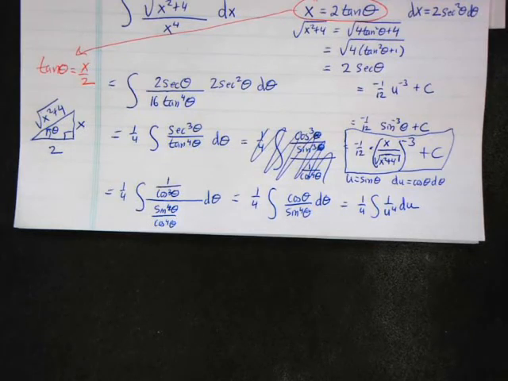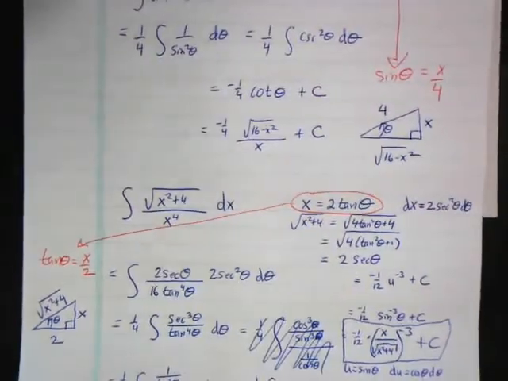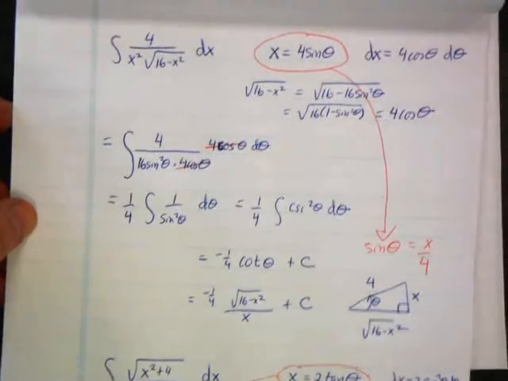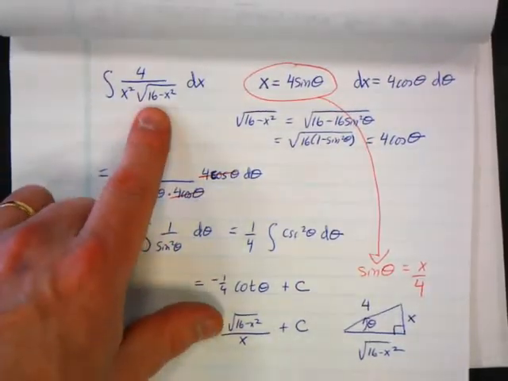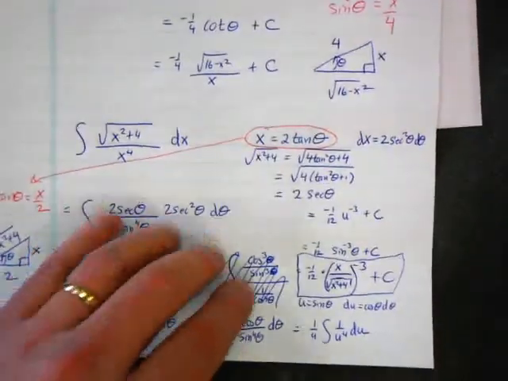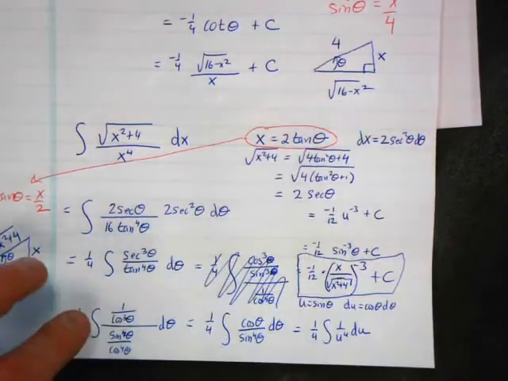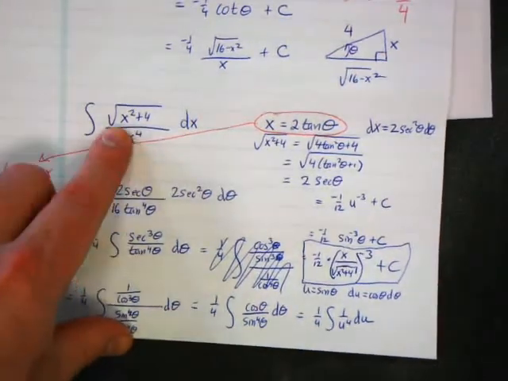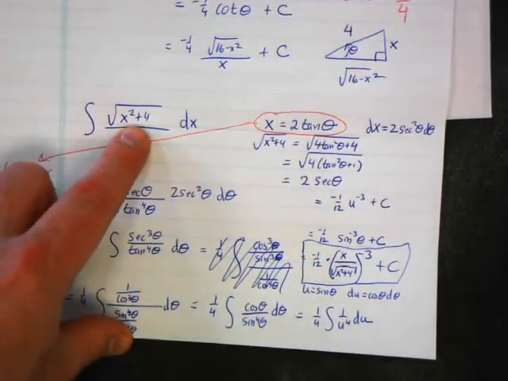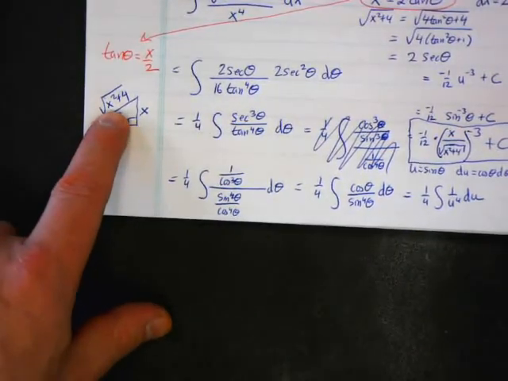Now, I do want you to notice something. Notice that this problem up here started with a square root of 16 minus x squared. And when we drew our triangle, what was the missing side? Square root of 16 minus x squared. This problem started with a square root of x squared plus 4. And when we drew our triangle, what was the missing side? Square root of x squared plus 4. That should always happen.